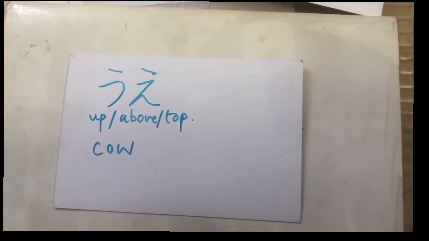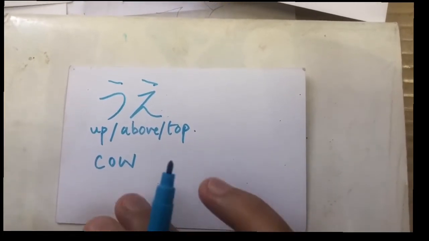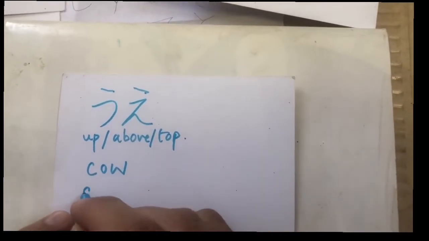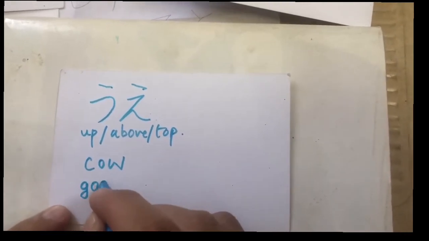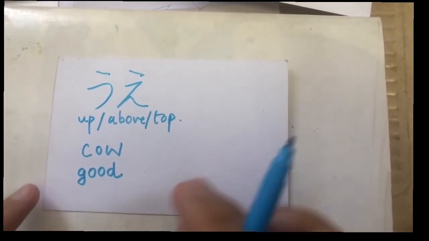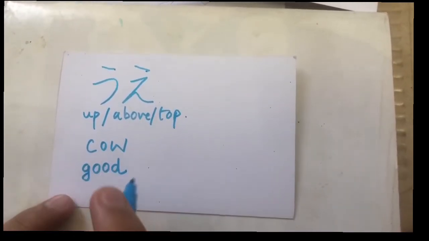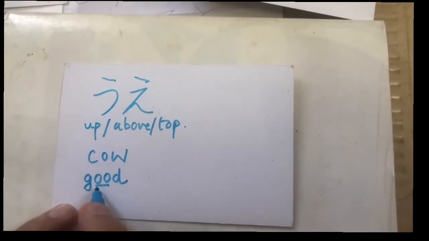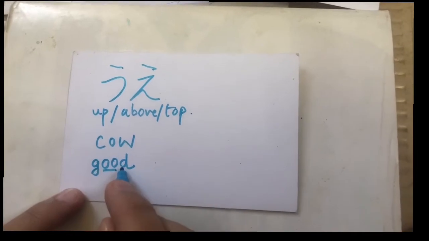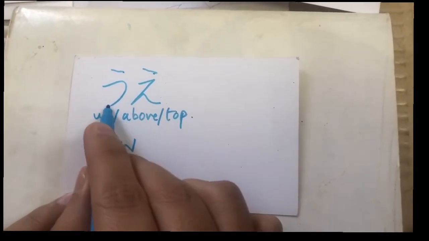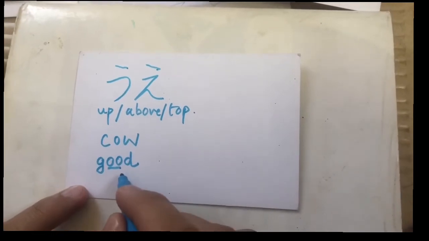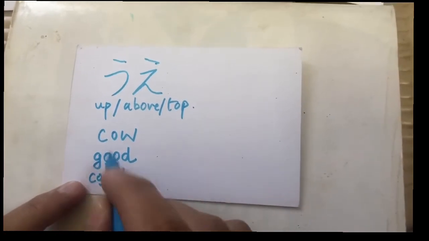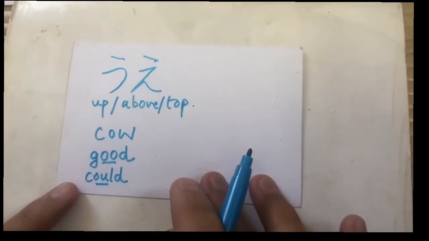So here's another English sound which can be pronounced as good. If you notice, the pronunciation goes like U, good, U, which is U, good. So there are many more examples.